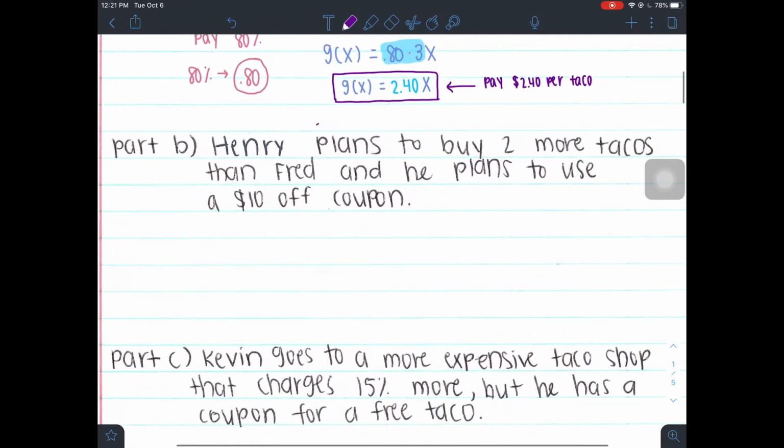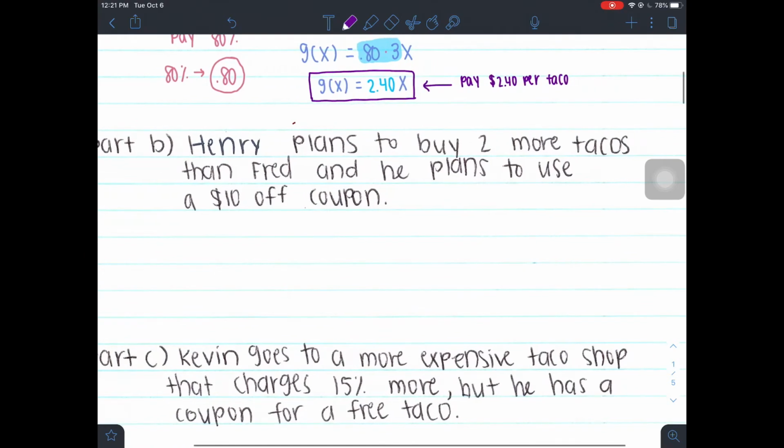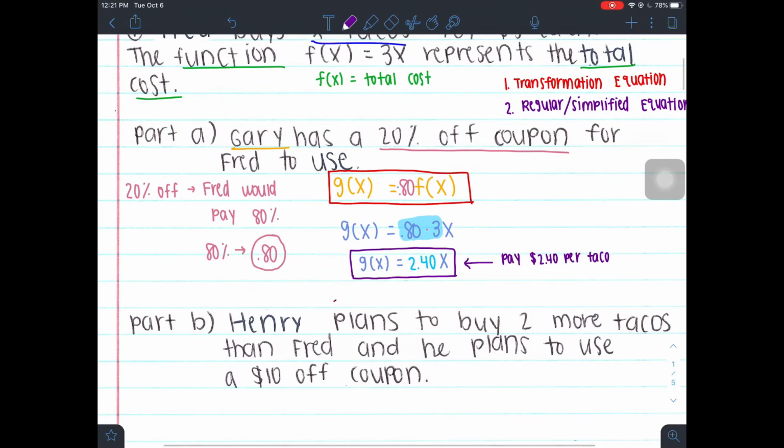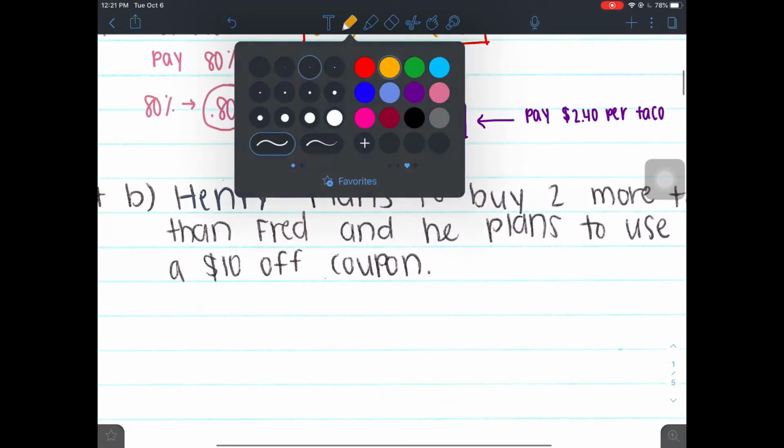Okay, let's move on to part B. Henry plans to buy 2 more tacos than Fred, and he plans to use a $10 off coupon. Now, Gary is out of the picture, right? Like, we're done with Gary. Gary's out of our lives. He's not important anymore for us, right?